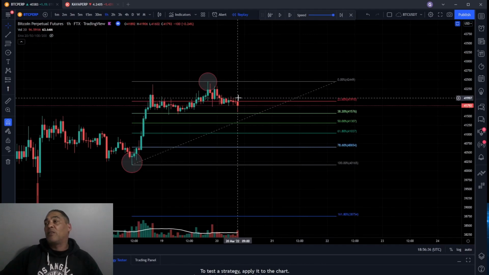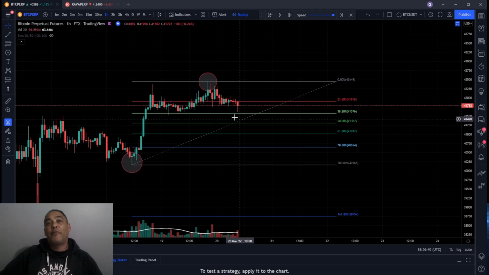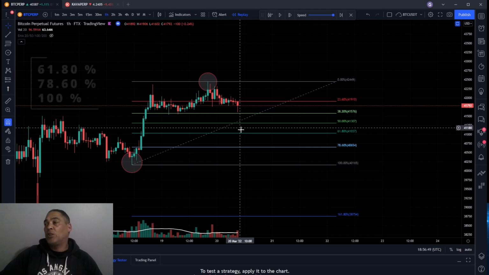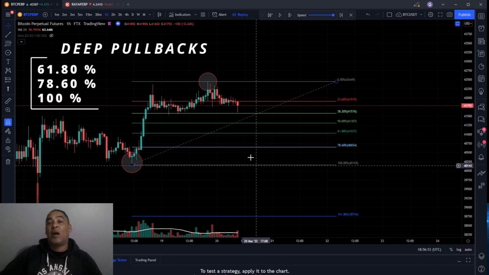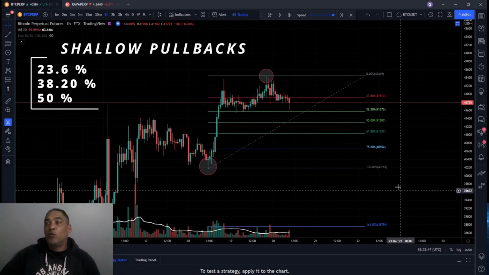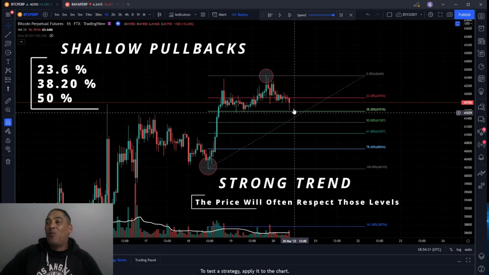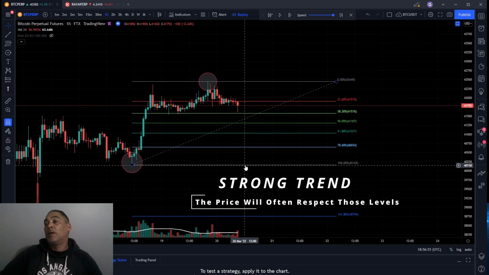So remember that the 23.60, 38.20, and 50% are shallow pullbacks, which is indicating a strong trend to the upside or continuation. The 61.80, the 78.6, and the 100% are deep pullbacks. When applying the Fib retracement to your charts, always remember shallow pullbacks. The price will often respect those levels in a strong uptrend.